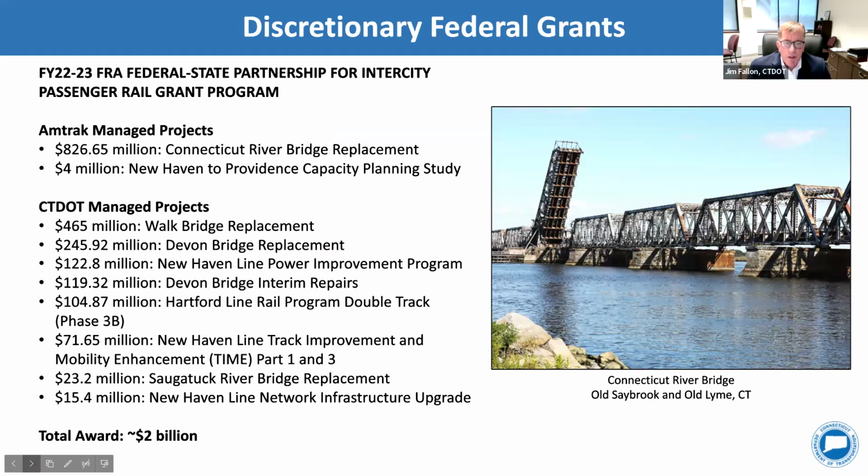So as I noted, when we're talking about the 2023 funding, we were successful as part of the federal state partnership program in getting almost $2 billion coming to the state. 800 and something million is for Amtrak managed projects, as noted on the top. And then there's another $1.1 billion approximately that is for department managed projects. Those are significant improvements that are going to be made on the New Haven line, as well as the Hartford line, and various rail improvements throughout the state. So that's a significant investment, and those projects will proceed over the next 5 to 10 years or so. Go to the next slide.